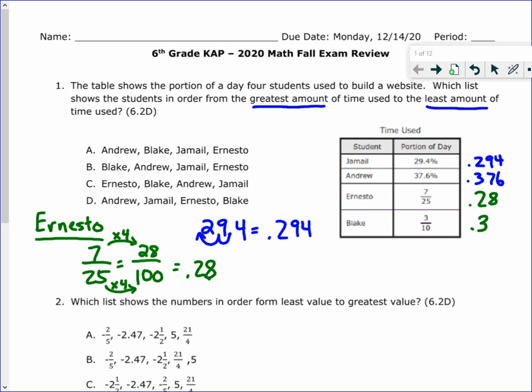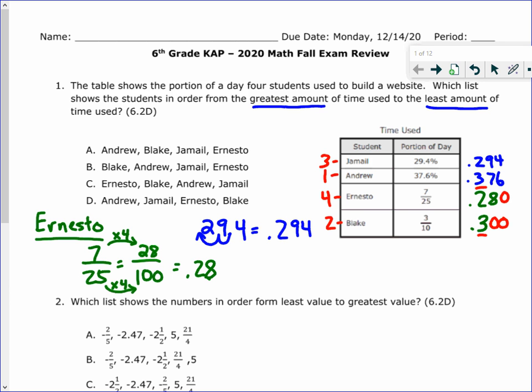So that's 0.3. Now we're going to go ahead and order them from biggest to smallest, looking at the tenths place first. If we look at the tenths place first, the 3 would be the biggest. And if it'll help you, you can write zeros at the end to help you see it all in the same form. So we got 294 thousandths, 376 thousandths, 280 thousandths, and 300 thousandths. So if this will help you, by all means, go ahead and do that. So it looks like Andrew's first, or he's the biggest. Then it looks like Blake is the second biggest. And then 294 is bigger than 280. So we're going to do Jamail as third, and then Ernesto is fourth.